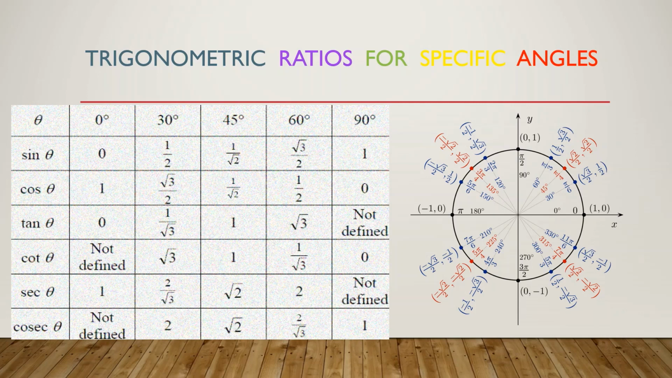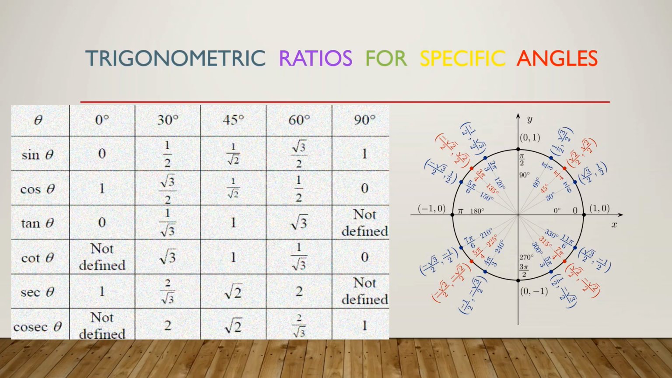As we can see, the value of sine for 0 degrees is 0, for 30 degrees is 1 by 2, for 45 degrees it's 1 by root 2, for 60 degrees it's root 3 by 2, and for 90 degrees it's 1. Similarly, for cos, 0 degrees is 1, 30 degrees is root 3 by 2, 45 degrees is 1 by root 2, 60 degrees is 1 by 2, and 90 degrees is 0.